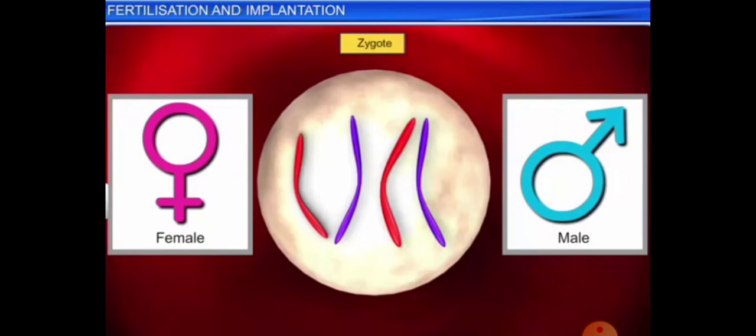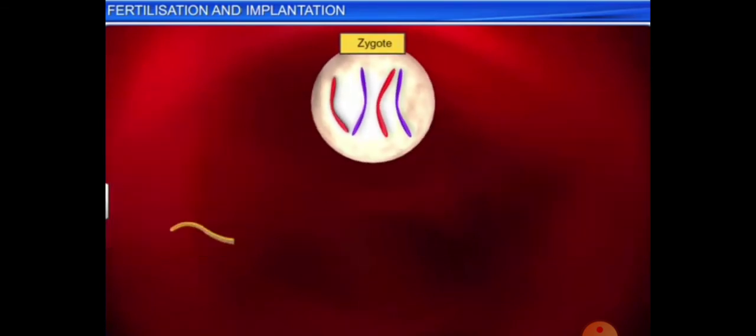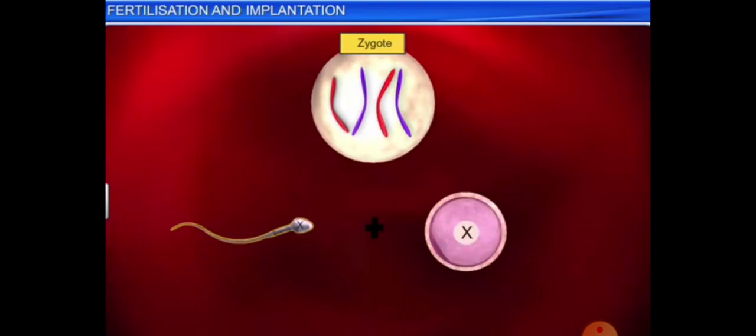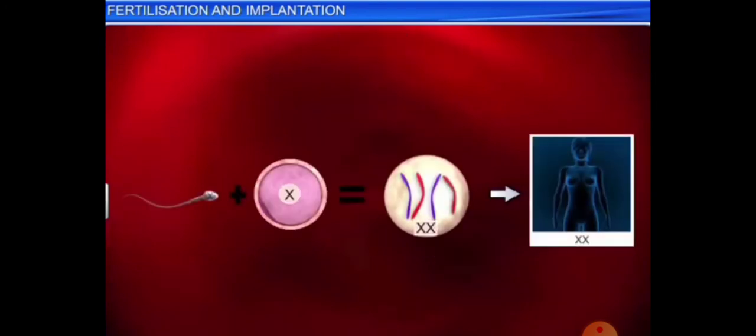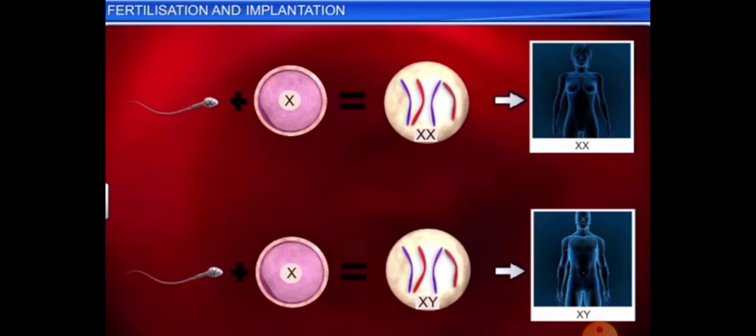The sex of the zygote is decided at the time of fertilization. If the ovum is fertilized by a sperm containing the X chromosome, the resulting zygote contains XX chromosomes and it will develop into a female. Whereas, if a sperm containing the Y chromosome fertilizes the ovum, the resultant XY zygote develops into a male. Thus, it is the sperm that decides the sex of the fetus.